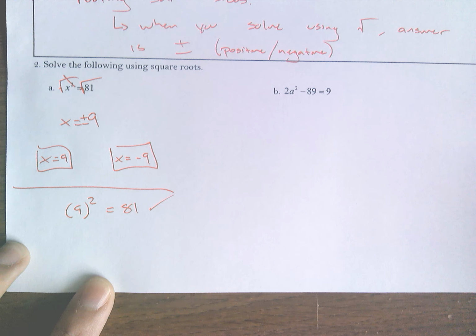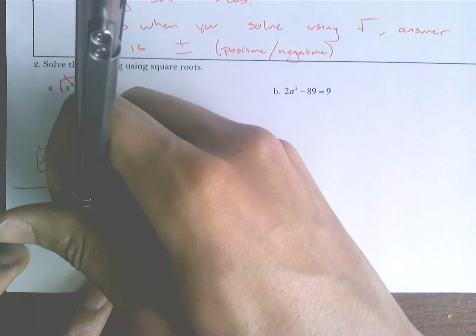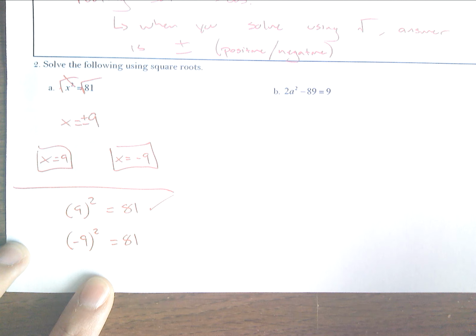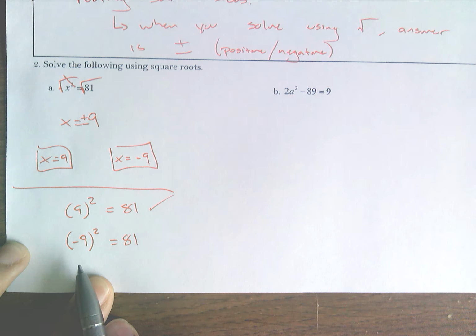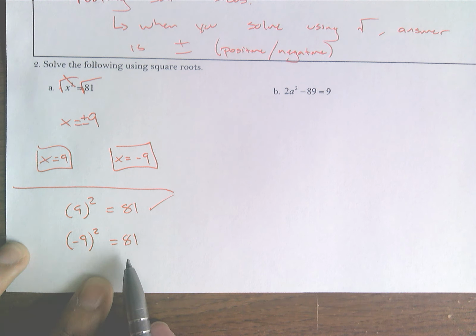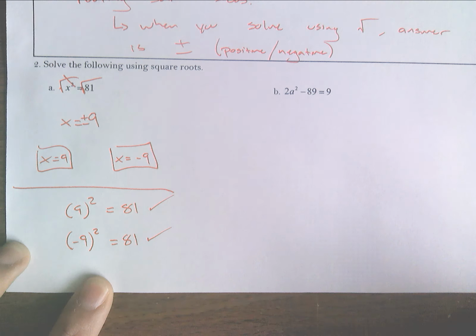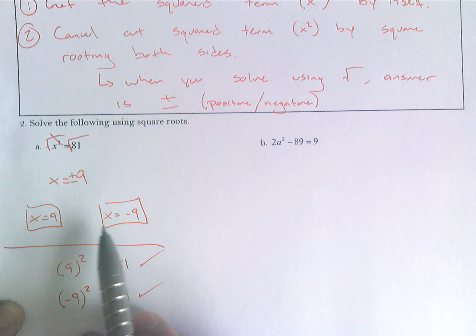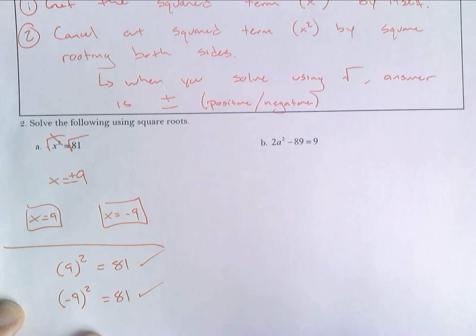If we were to plug in negative 9, we have negative 9 squared equals 81. Well, what's negative 9 squared? That's negative 9 times negative 9. Well, that also gives us a positive 81. So that also works. So when we're solving equations using square roots, your answer is both positive and negative. A lot of students forget the negative. They'll just put the positive. So be careful. Make sure you have both solutions. That's only half if you've got just one of them.